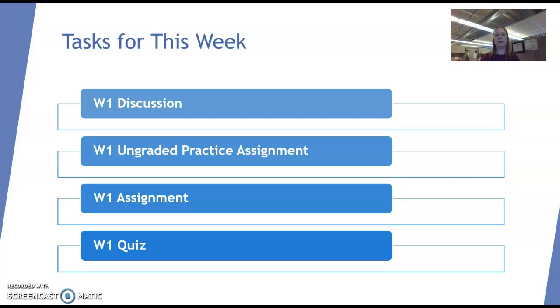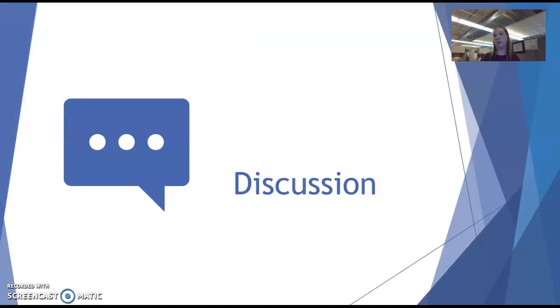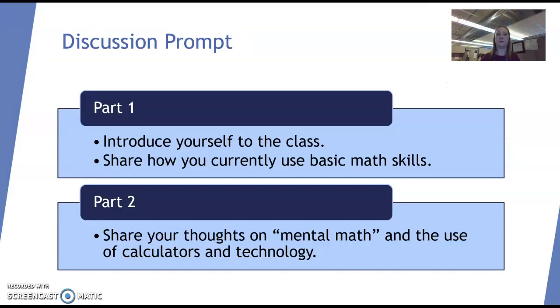So this is basically your standard task list for each week. So you have a discussion, an ungraded practice assignment, a graded assignment, and then a quiz. So each week you're essentially going to have 4 things, 3 of which are graded. So let's start by talking about your discussion.